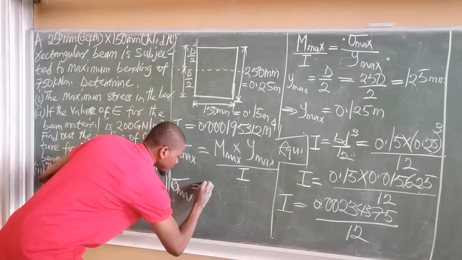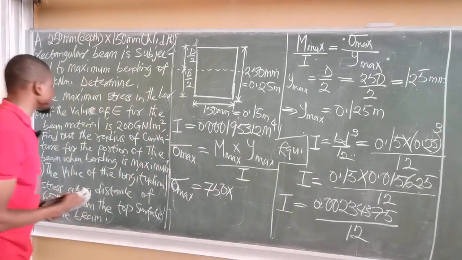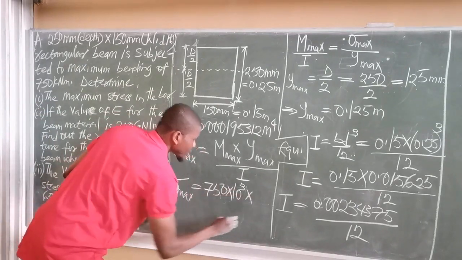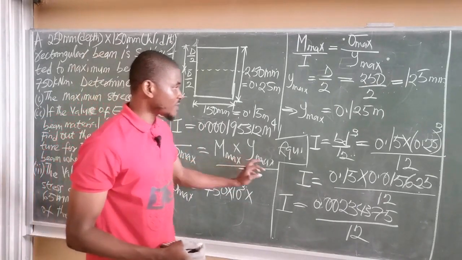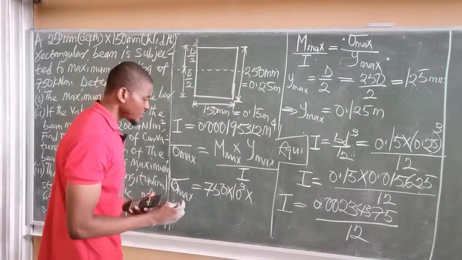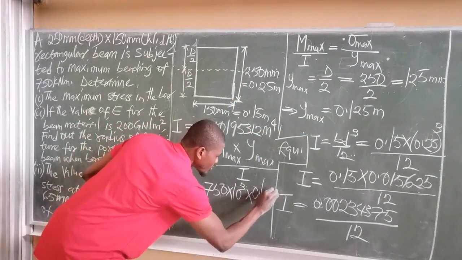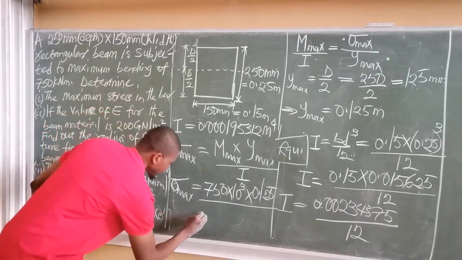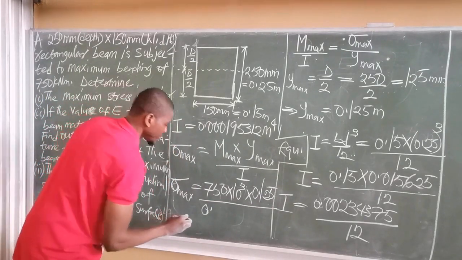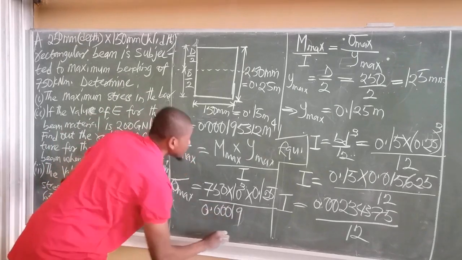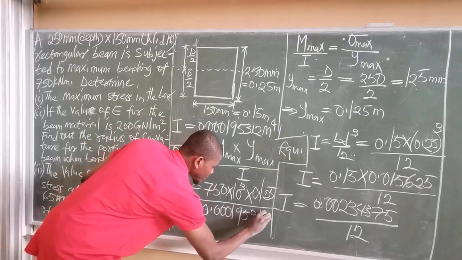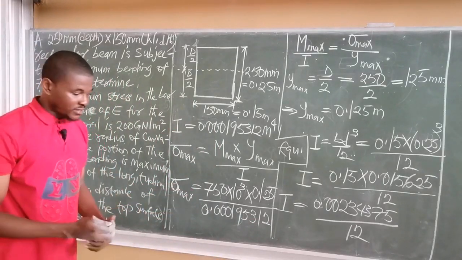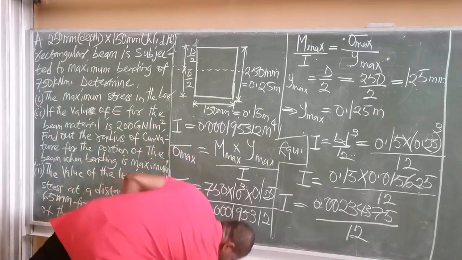So we simply have 750 times kilo, which means times 10 to the power of 3, multiplied by Y max, which is the distance from the neutral axis. It was given as what? 0.125 meters. So we have 0.125 all over the moment of inertia, which is 0.000195312. So from here, we can obtain the value for the maximum stress induced in the bar. Let's do that and see.